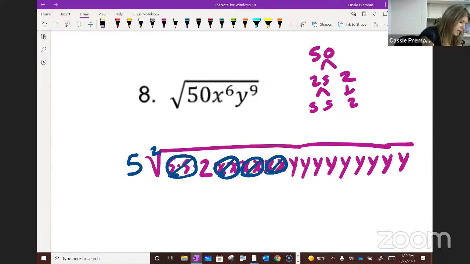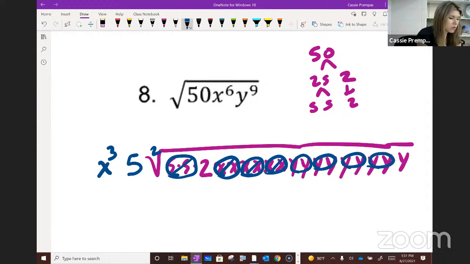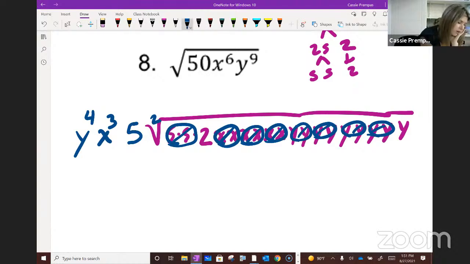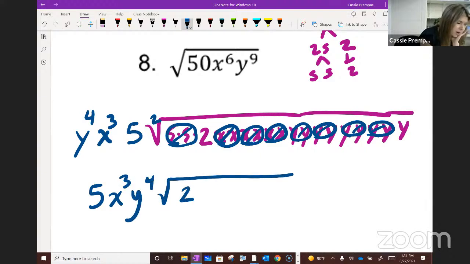Good. X cubed. Now, if I ask you how many sets of 2 are there in 9 y's, you could just circle them, or you could tell me how many sets of 2 are in 9 y's. 4. So I'd have y to the what on the outside? 4. So now if I kind of clean this up and see what's left under the radical, I have a 2 and a y. So I would call this 5x cubed, y to the 4th, times the square root of 2y.